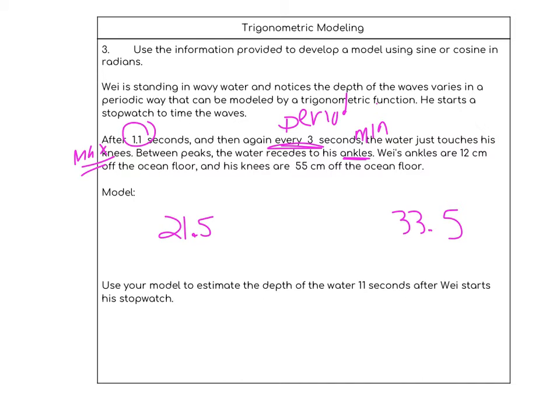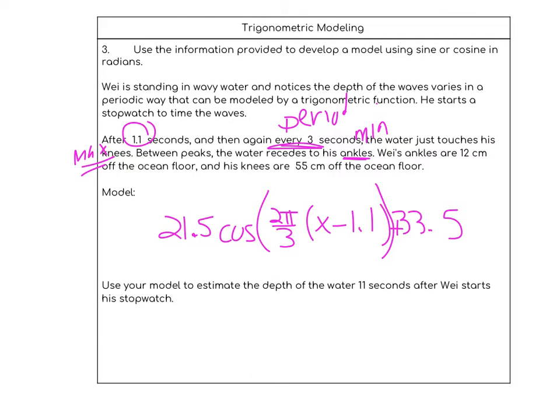After 1.1 seconds, the water just touches his knee. So that's a max, so I'm going to pick cosine. And it says we start the cosine at 1.1, so x minus 1.1, because it shifts to the right. And then every 3 seconds, so 2 pi over 3. And that should work.